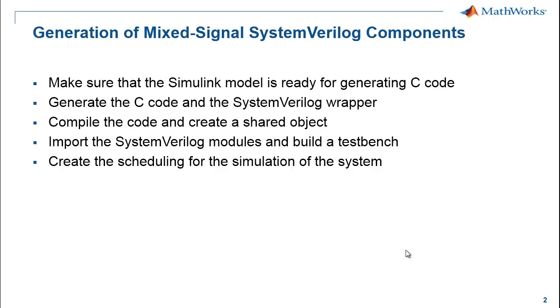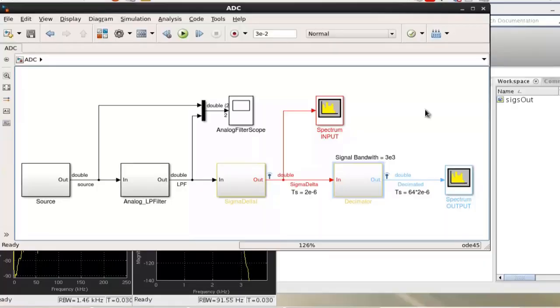First of all, you need to make sure that the Simulink model is ready for generating C code. Then you need to generate the C code and the SystemVerilog wrapper for importing the C code. You need to compile the C code and create a shared object that will be dynamically linked to our mixed signal simulation. You need to import the SystemVerilog modules and build a test bench for the simulation in AMS Designer. And finally create a scheduling for the simulation of the system. So let's start with the first step.